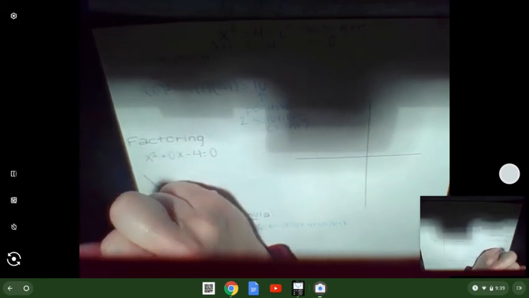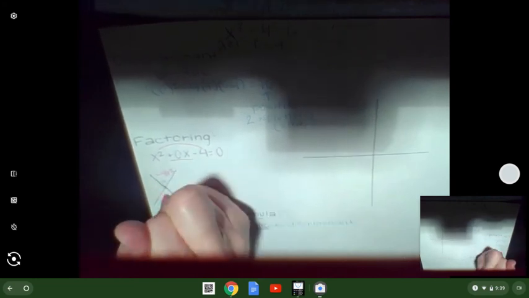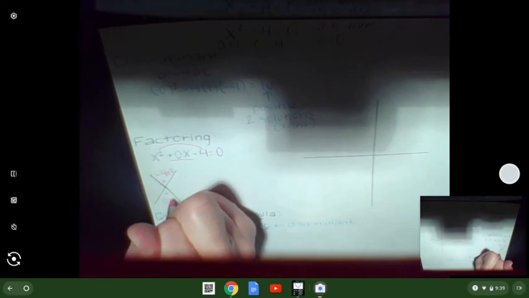Now, we know factoring, I can either do the list method or I can do the x method. I'm going to choose to do the x method this time, kind of just your preference. So here we go. I need 2 numbers that multiply to give me negative 4x squared, and 2 numbers that add to give me 0x.